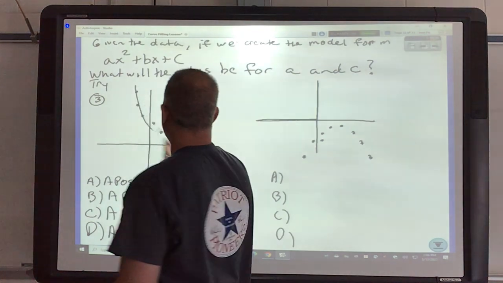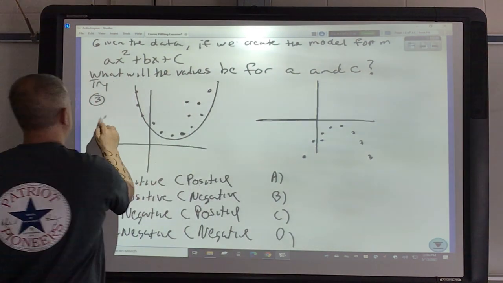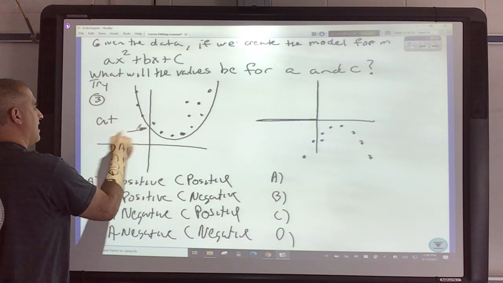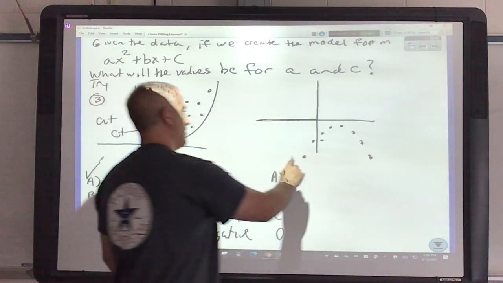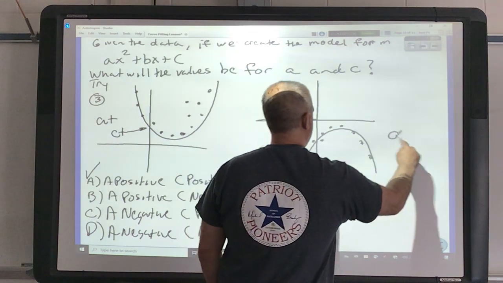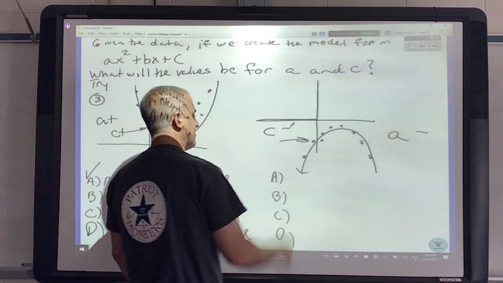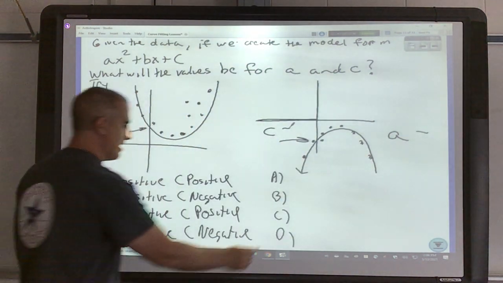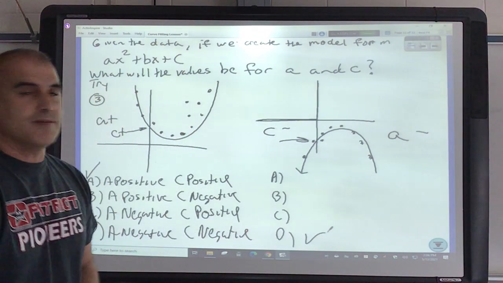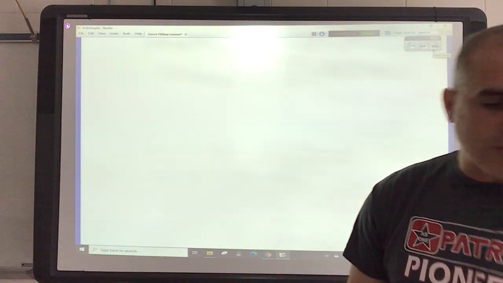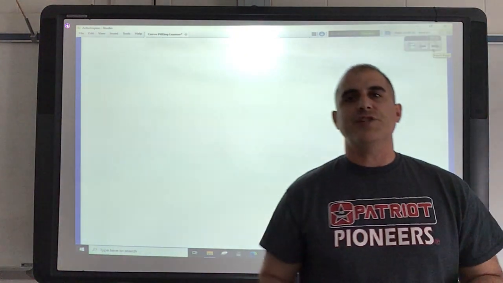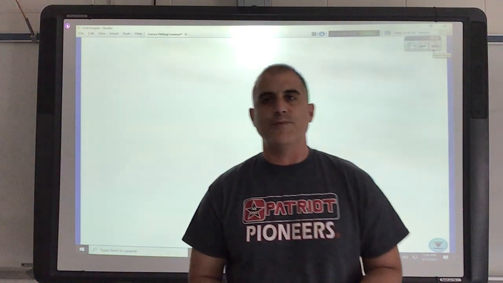This one, this is A positive. This is up like that. That's right there is C positive. So this answer would be A for the first one. This would be like this. A would be negative, crossing down here, C would be negative. So A negative, C negative, so that would be D for this one. I think that's actually pretty easy. All right, so that's going to be it for the curve fitting. Just trace along the way, and make some logical choices with your answers.